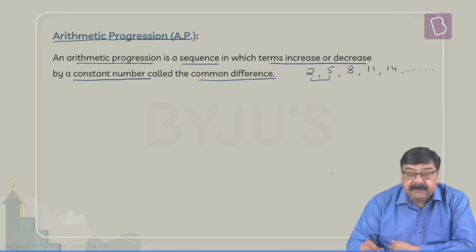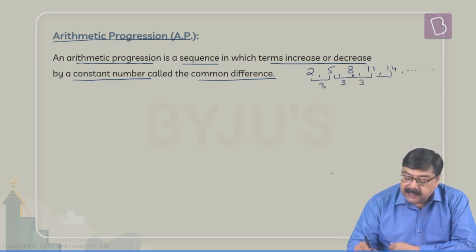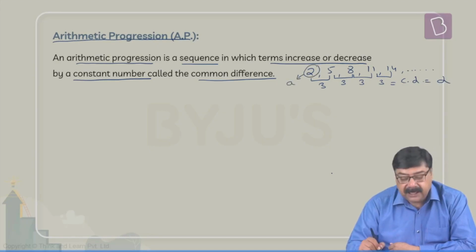Here the difference between 5 and 2 is 3, between 8 and 5 is 3, between 11 and 8 is 3, between 14 and 11 is 3, and this is the common difference, usually denoted by D. Now 2 here happens to be the first term, which is denoted by A.